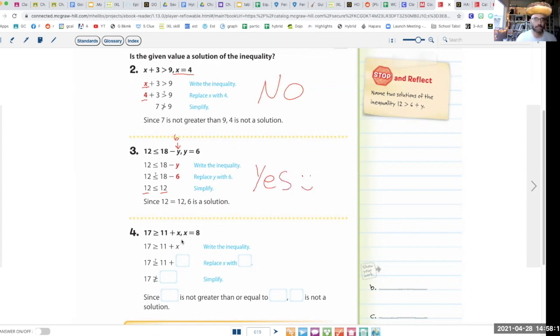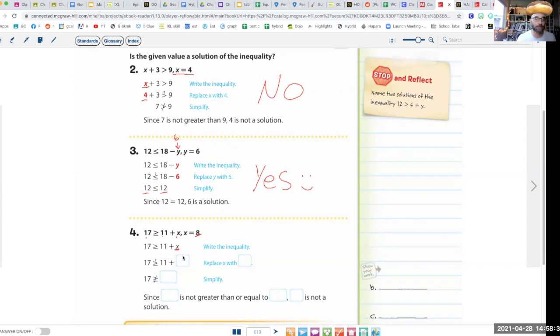Got it? So let's try number 4 together, and I would like you to write stuff down. So here it says 17 is greater than or equal to 11 plus x. What if x is 8? So now we're going to replace this x with an 8. So we're going to write 17 is greater than or equal to 11 plus, and what do we put in the box? What do you think?